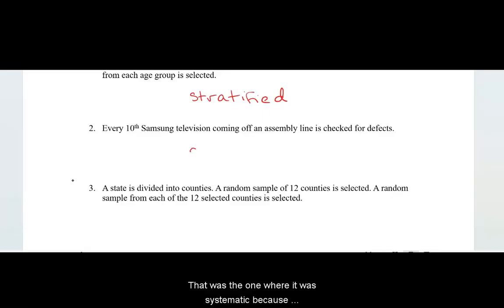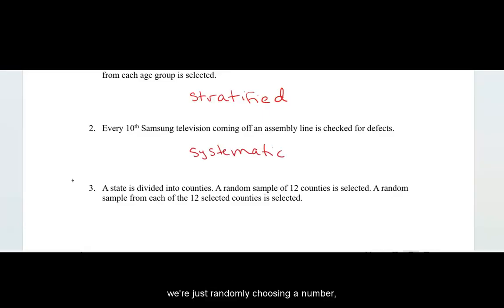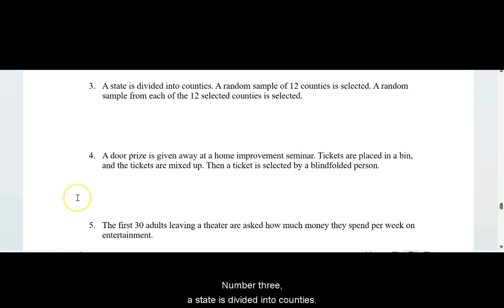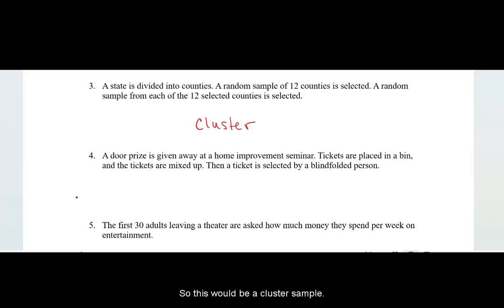All right, number 2, every 10th Samsung television coming off an assembly line is checked for defects. That was the one where it was systematic, because we're just randomly choosing a number, but then we stick to that number. Number 3, a state is divided into counties. A random sample of 12 counties is then selected, and then a random sample from each of those 12 selected counties is selected. Think about, we talked about geographic locations, so this would be a cluster sample.